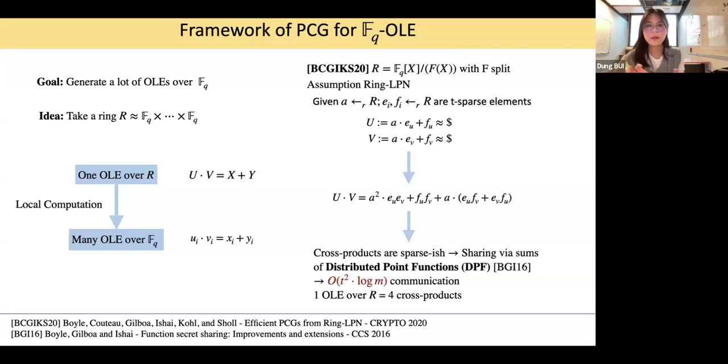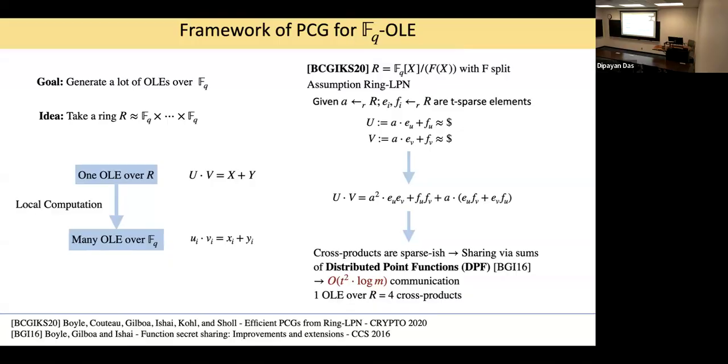So to sum up the framework of BCZ for the early, if you want to get one early, you need four secret shares of cross products, and each secret share of a cross product is done with the distributed point functions. I have one question. Yes. What is Q and what is this capital F?